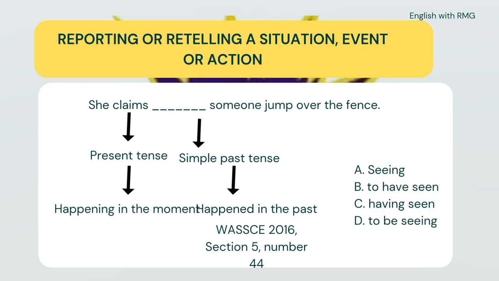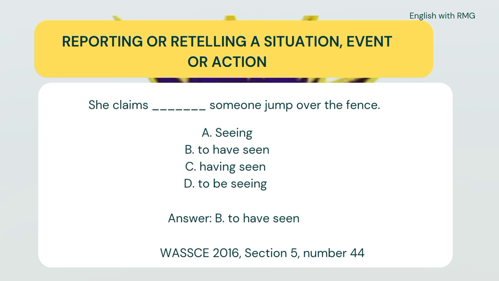So let's look at our options. A, she claims seeing someone, or B, to have seen, C, having seen, D, to be seen? Which of these options is going to be our correct answer from the explanation? We know we are looking out for a simple past tense. So which of these is going to be our answer? B. She claims to have seen someone jump over the fence.